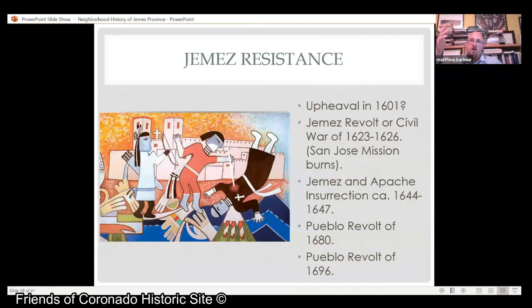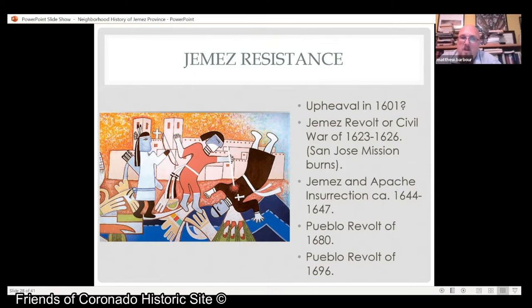Jemez resistance. So you get these missions here. That sounds great, right? Well, if you notice, most of these missions don't have long lives to them, or they seem to kind of come and go. Well, there might have been an upheaval in Jemez province in 1601. We don't know why Lugo left, but we know he left by 1601. So there may have been an upheaval that caused that.